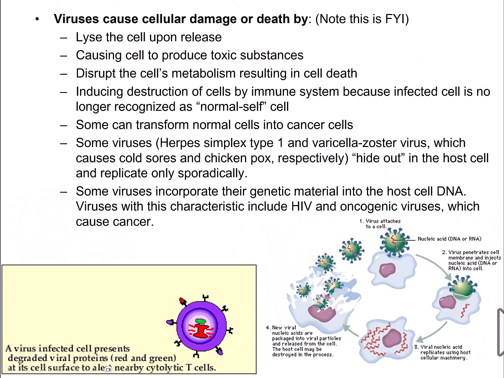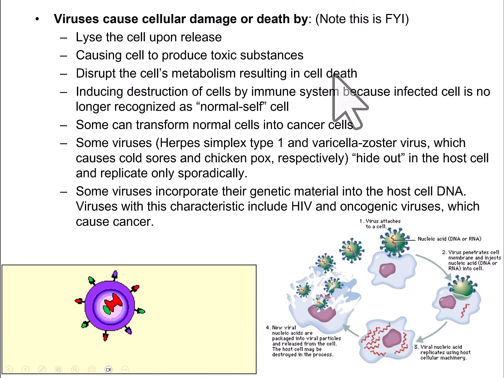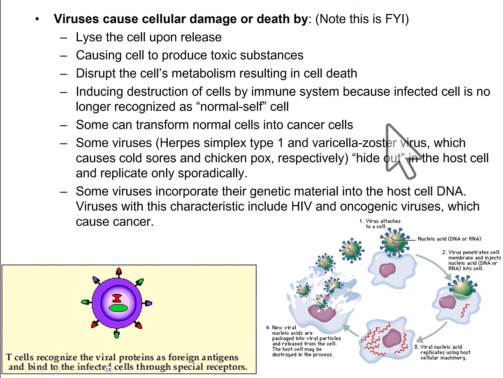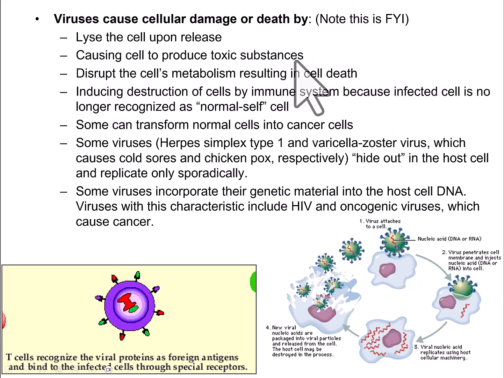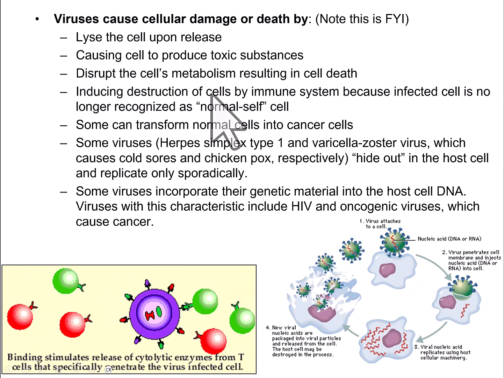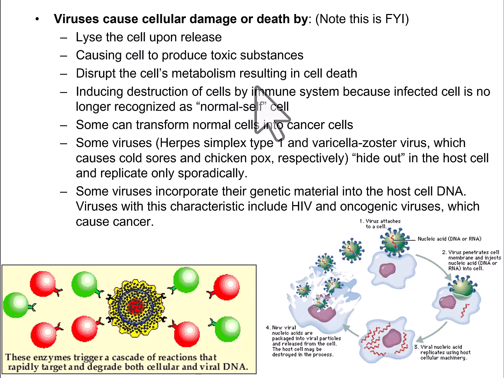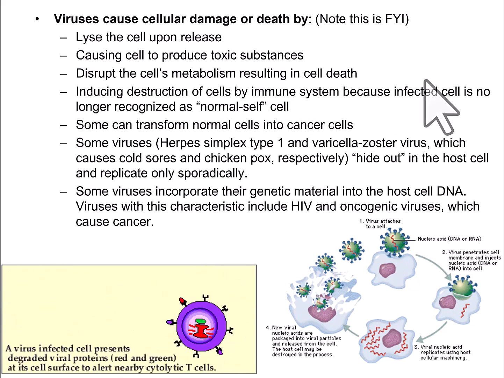Now, viruses can cause cellular damage and death in a number of different ways. You don't need to memorize all these different ways, but this gives you an idea. They can lyse the cell upon release. They can cause the cell to produce toxic substances. They can disrupt the cell's metabolism, resulting in death of the cell. They can induce the destruction of the cells by the body's own immune system because the infected cell is no longer recognized as your normal body cell. Some can transform the cell into cancer cells.